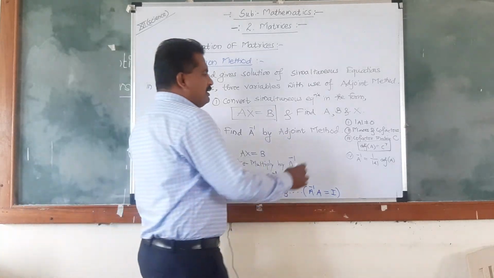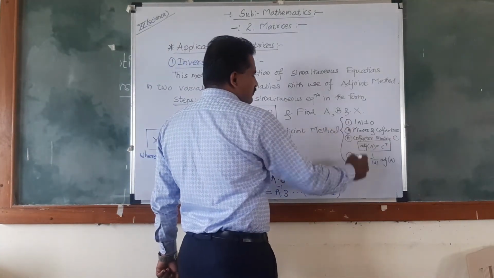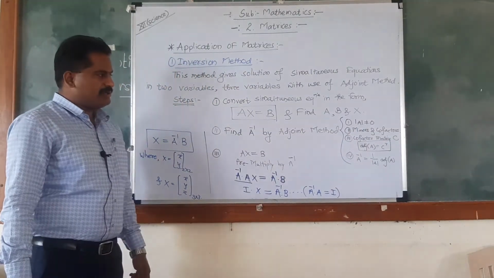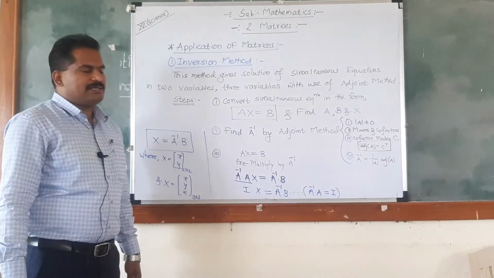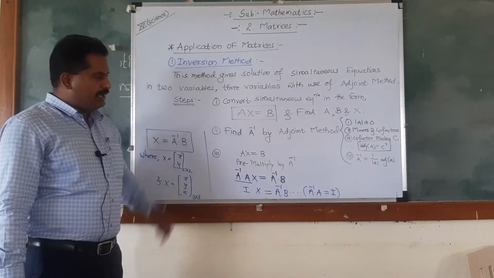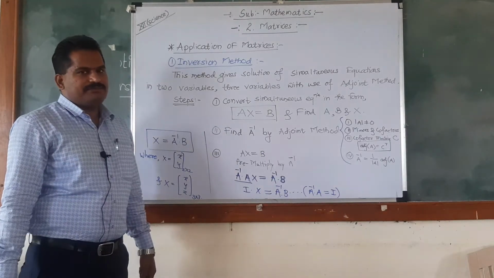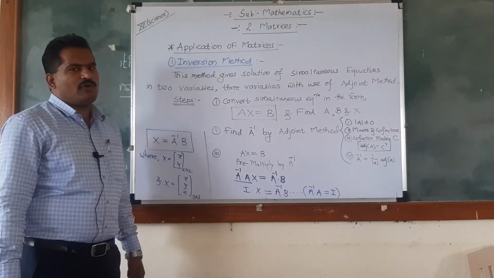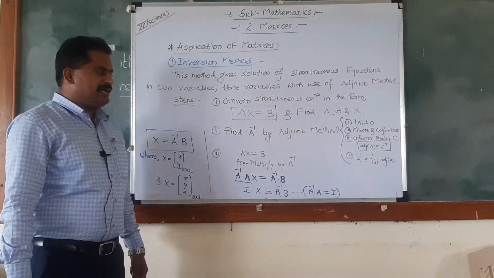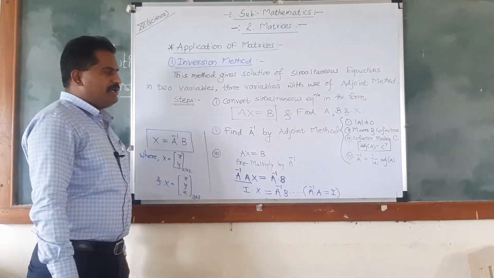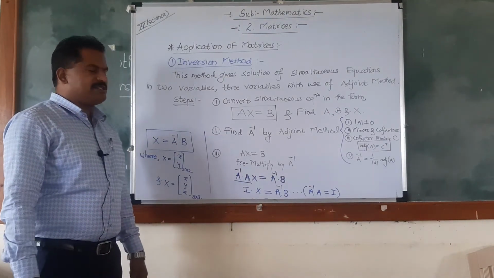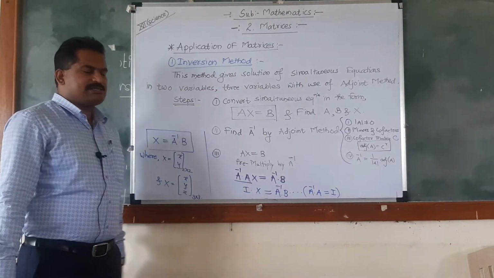This adjoint method contains these four steps: first, determinant of A is non-zero; second, minors and cofactors; third, cofactor matrix, and find adjoint of A is equal to C raised to T. That means transpose of cofactor matrix is called adjoint of A. And lastly, A inverse is equal to 1 upon determinant of A into adjoint of A, which is the formula for A inverse. With use of these four steps, we can find the A inverse.